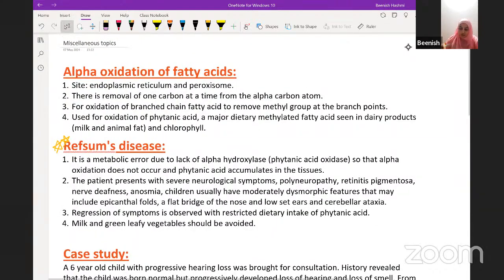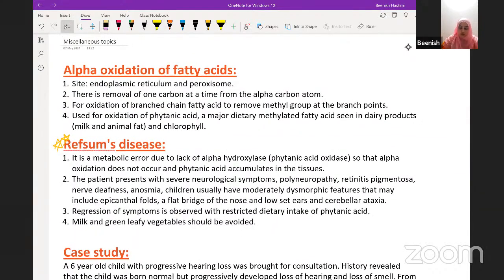So where is the oxidation of fatty acid taking place? The site is the endoplasmic reticulum and peroxisomes. That is where alpha oxidation takes place, and there is removal of one carbon at a time from the alpha carbon atom. So unlike beta oxidation, where two carbon units are removed as acetyl CoA, in alpha oxidation there is removal of only one carbon at a time.